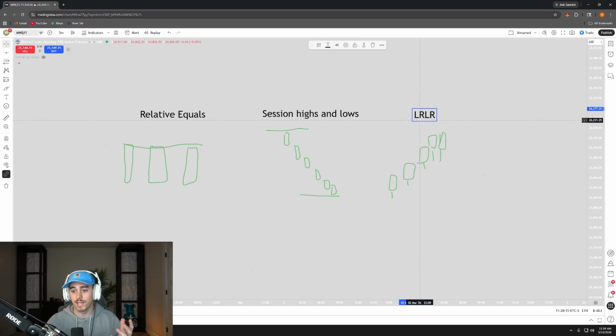I'm going to go over some examples of that. And I'm also going to go over examples of all three of these draws on liquidity and how to use them when taking reversal plays, or how to use them when taking continuation plays.